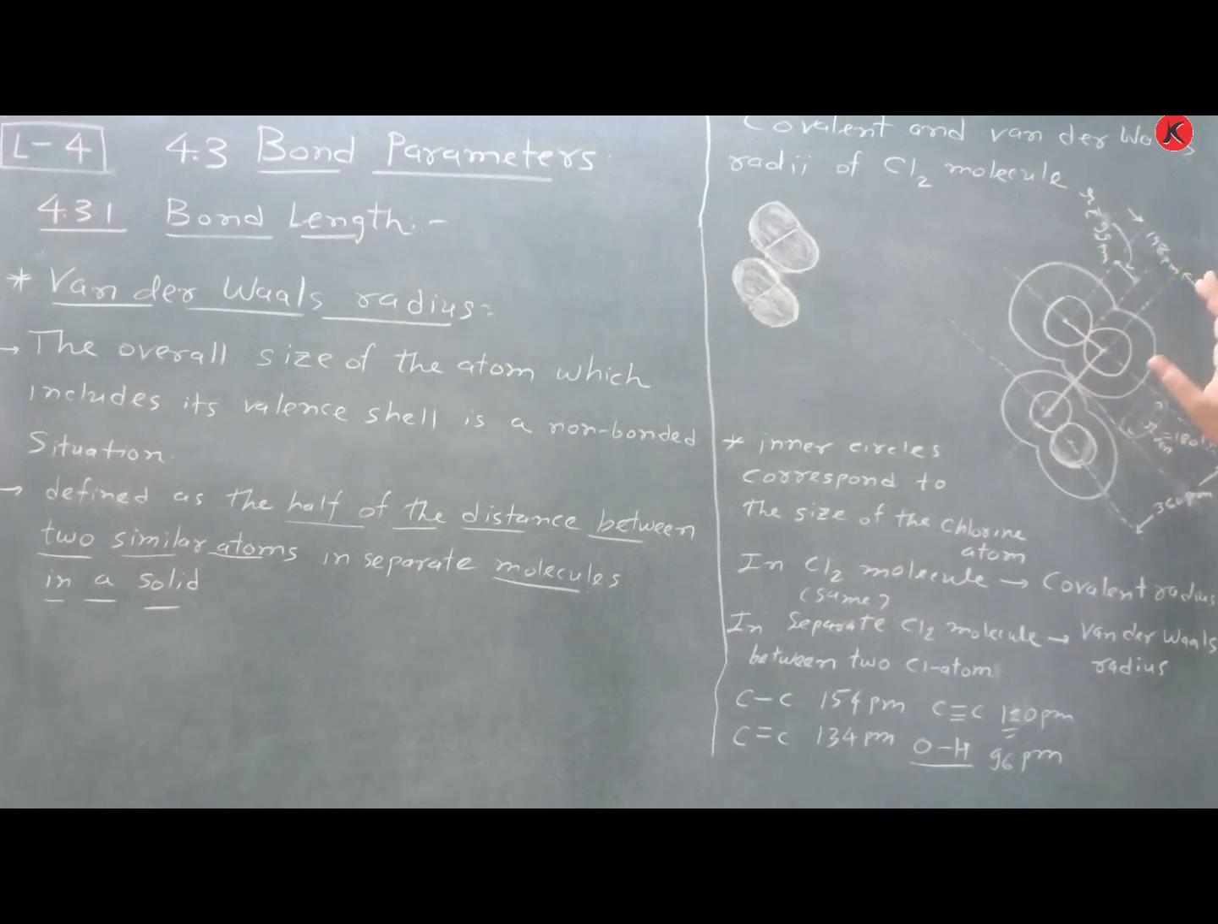You already learned these terms in unit 3, periodicity, but write it completely here. For the same molecule, it is the covalent radius. Between separate Cl2 molecules, this chlorine of one Cl2 and this chlorine of the other Cl2, if we consider this, it is the van der Waals radius. The van der Waals radius is 180 picometer, and the covalent radius is 99 picometer. Write it completely.